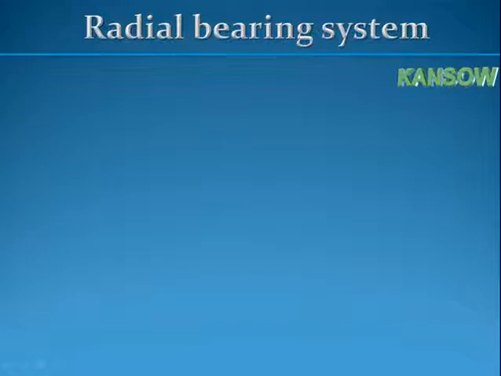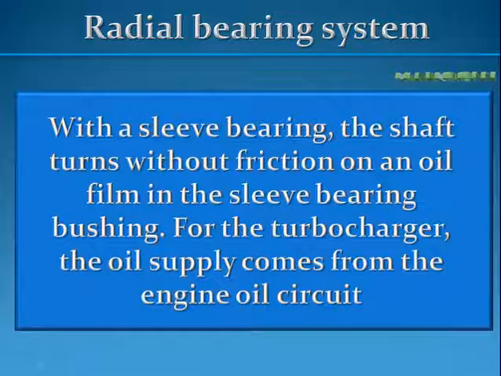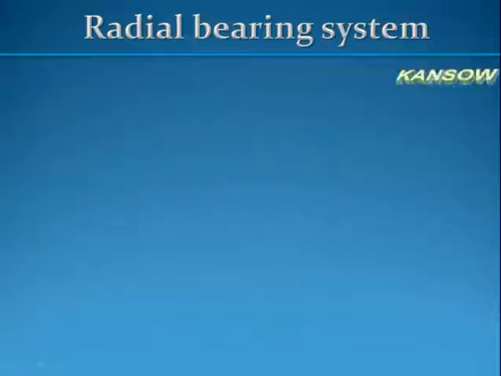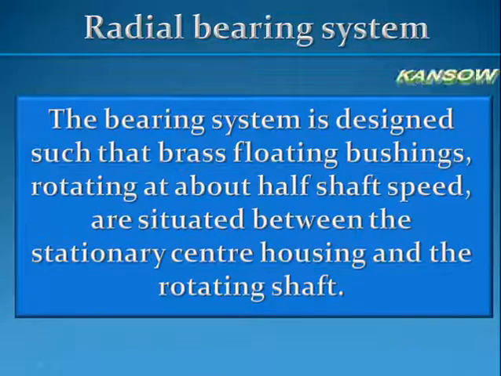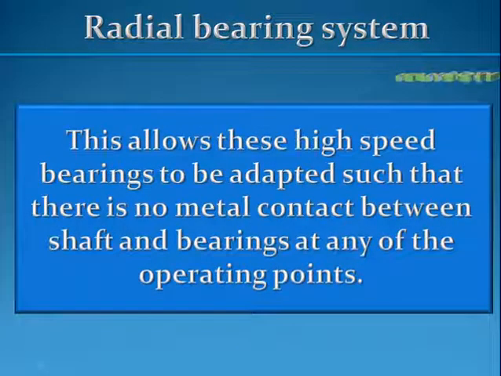Radial bearing system. With a sleeve bearing, the shaft turns without friction on an oil film in the sleeve bearing bushing. For the turbocharger, the oil supply comes from the engine oil circuit. The bearing system is designed such that brass floating bushings, rotating at about half shaft speed, are situated between the stationary center housing and the rotating shaft. This allows these high-speed bearings to be adapted such that there is no metal contact between shaft and bearings at any of the operating points.